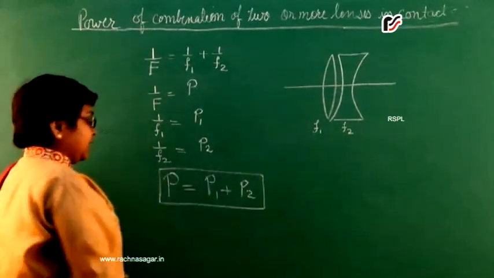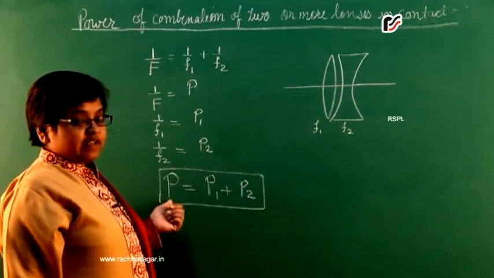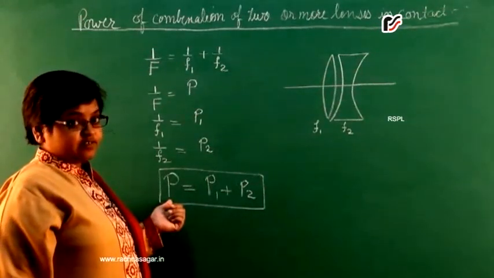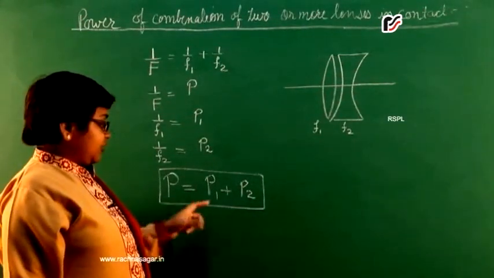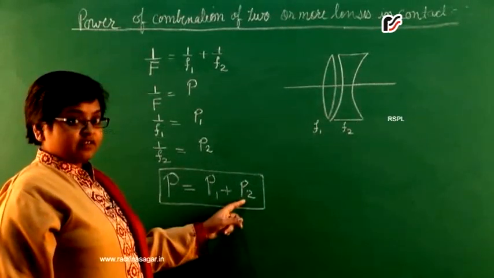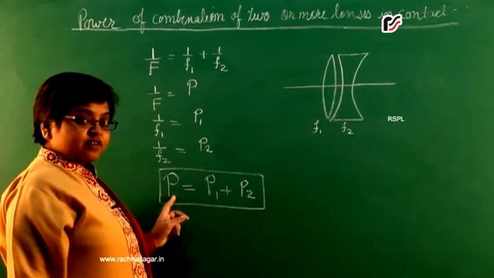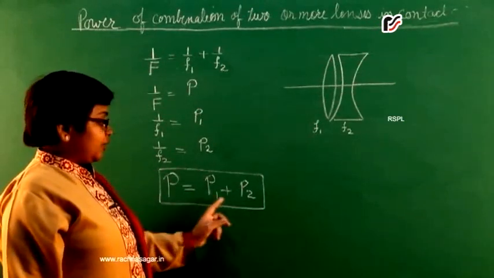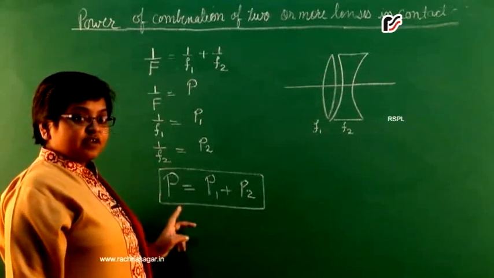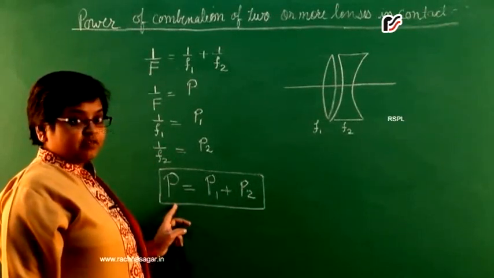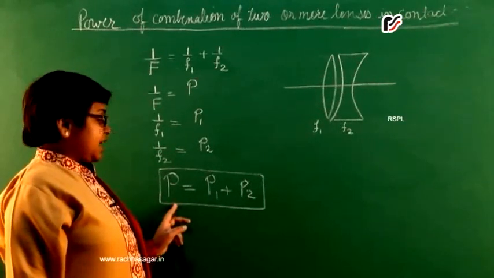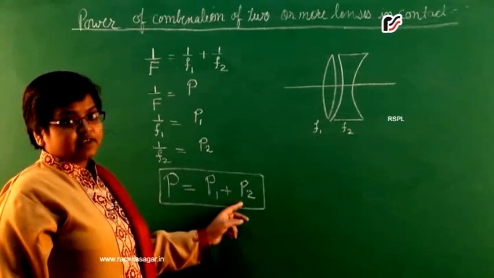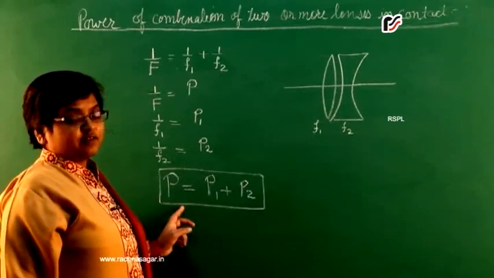Here the final power of the lens P depends on its sign. If both lenses are convex, then P is positive, that is, the combination behaves like a convex lens. If both are negative, P is also negative, the combination behaves like a concave lens. And if one is convex and the other is concave, it depends again on the sign of P.